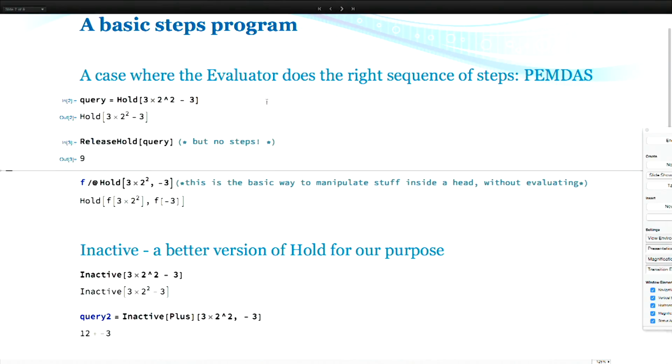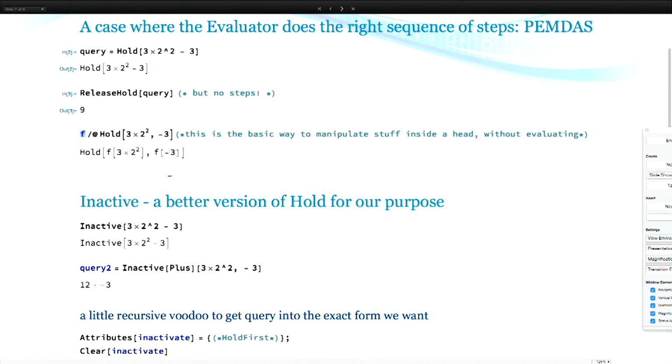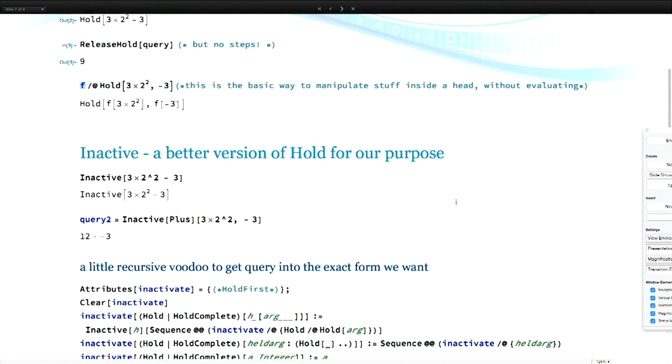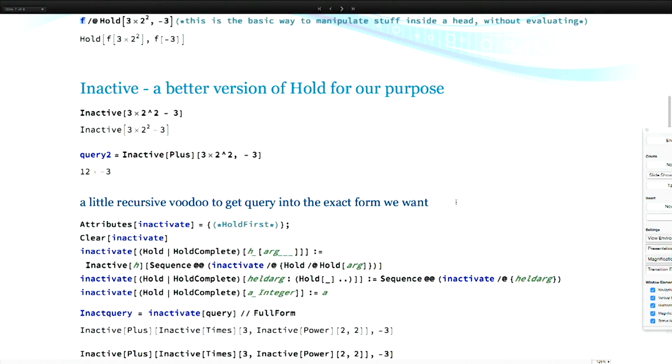The key to understanding how to manipulate things when they're being held, I think, the one key that helps you do things like this is this technique. If you map something over a hold, it still gets held. So you could see F could itself be hold of something, and then you could release hold the outer thing, and the inner things are still held. So we're going to do something like that. But we actually have a better version of hold for this purpose called inactive now.